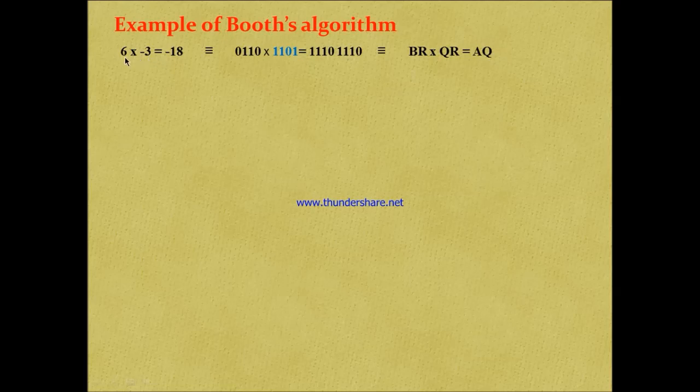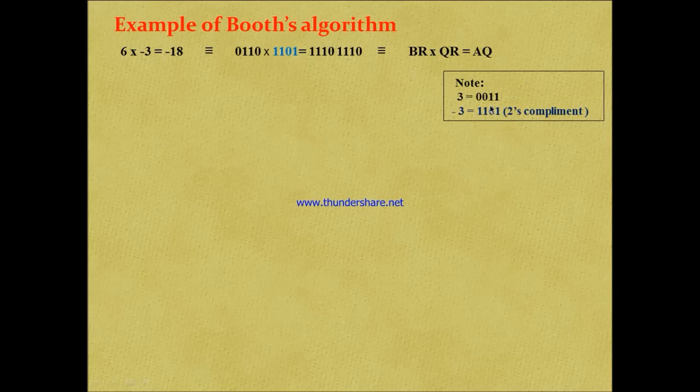As we know, this is the binary representation of 6. Now what is the binary representation of minus 3? For this we have to use the 2's complement representation. So 3 is 0 0 1 0, sorry, 0 0 1 1. So this is the 2's complement representation of 3.